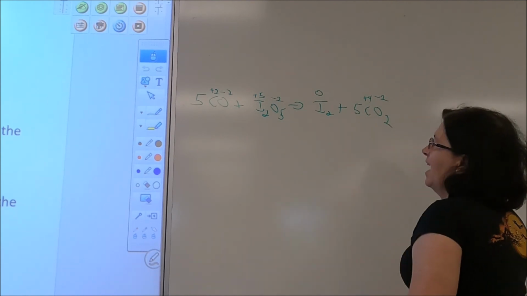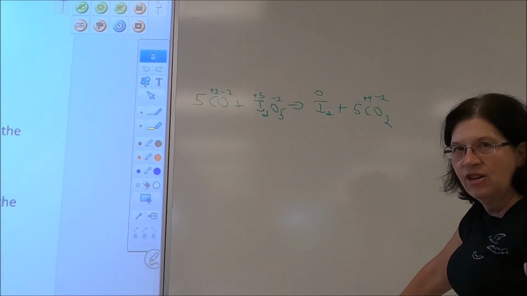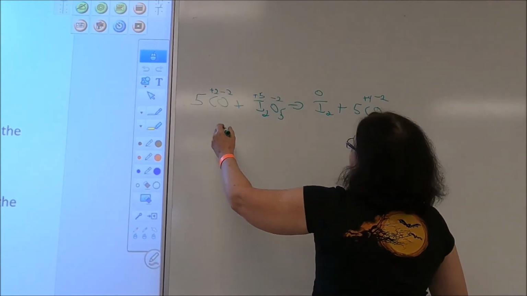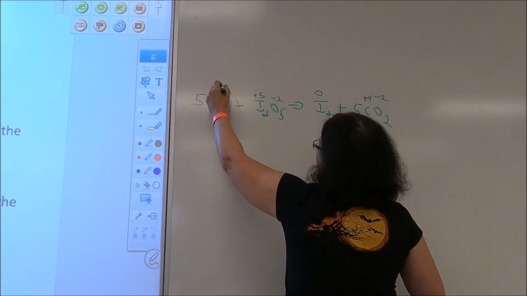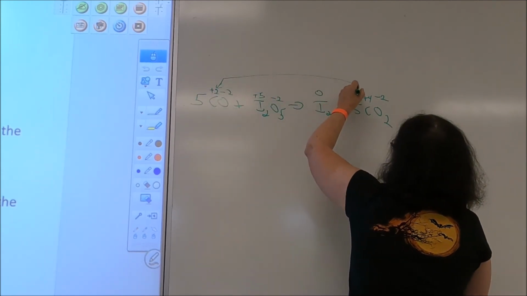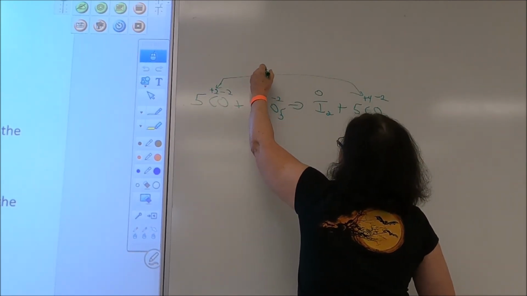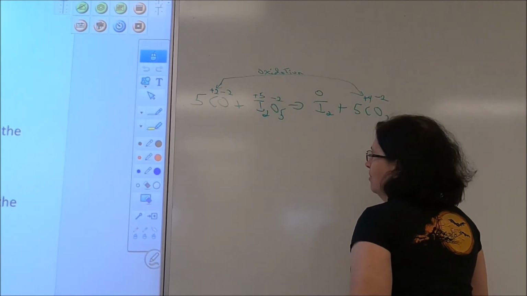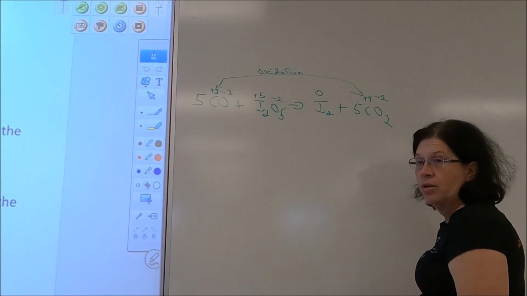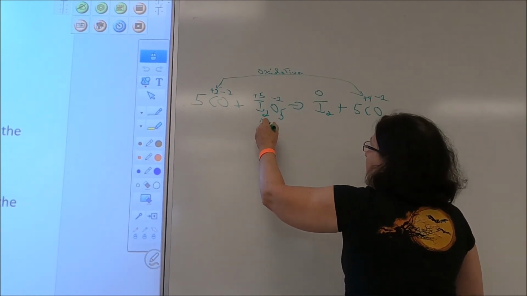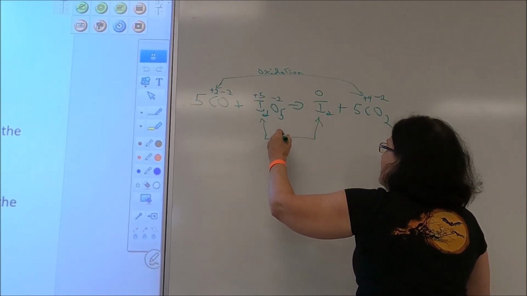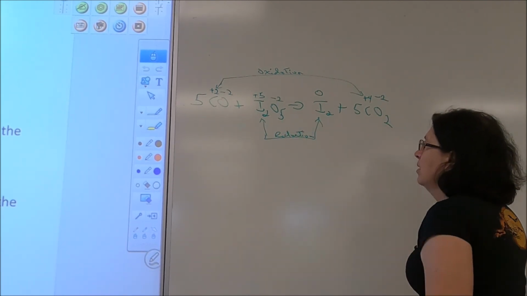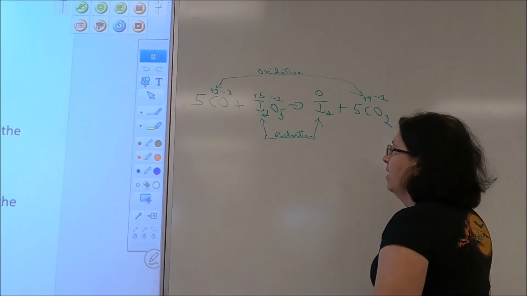Notice oxygen is -2 everywhere. It doesn't change oxidation number, so it's not oxidizing, it's not reducing. But notice that carbon goes from +2 to +4. So that's oxidation. Okay? Carbon undergoes oxidation. Iodine goes from +5 to 0. That's reduction, because it had to gain electrons to do that.